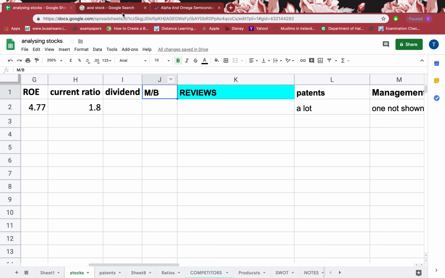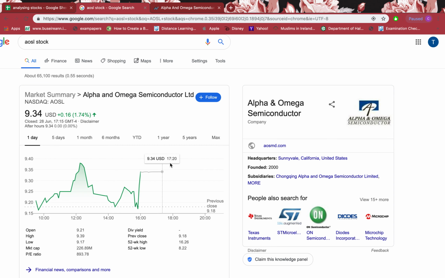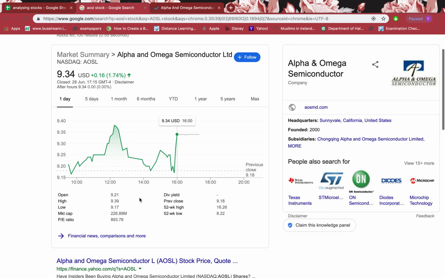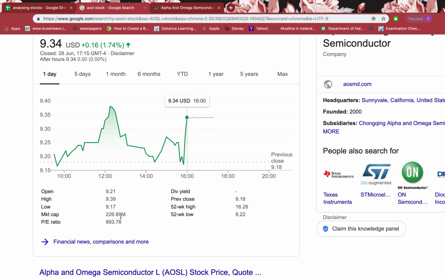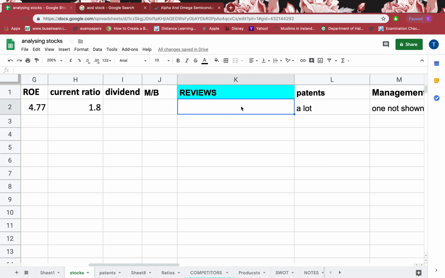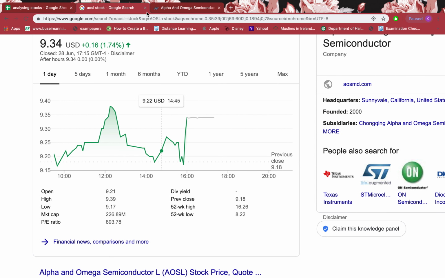And then I want to know if it's a big company or a small company, if it's a billion or a million company. So I can see the market cap, which is in millions, 226 million. So it's a medium-sized company, I guess. And I can see the patents as well.